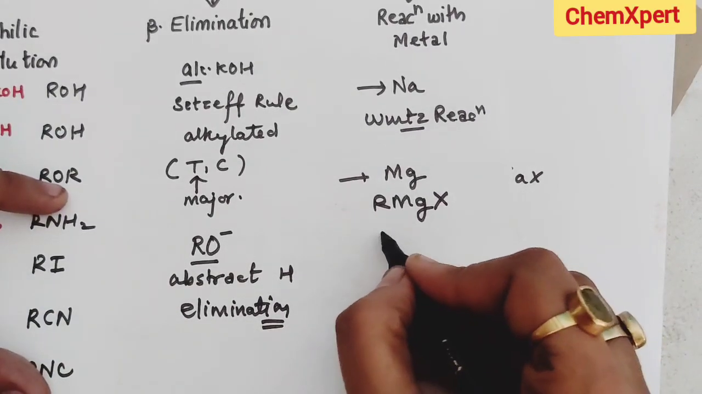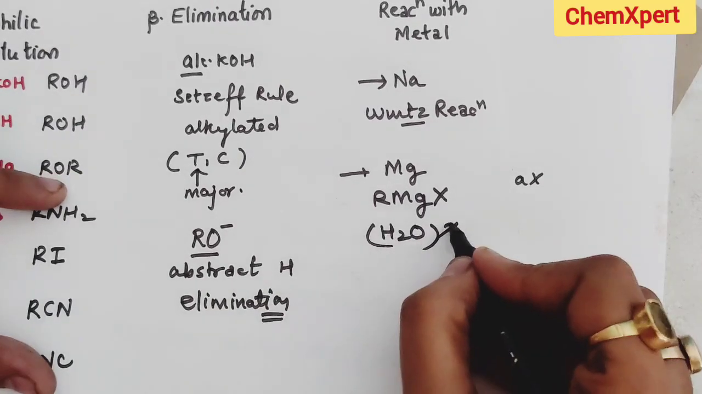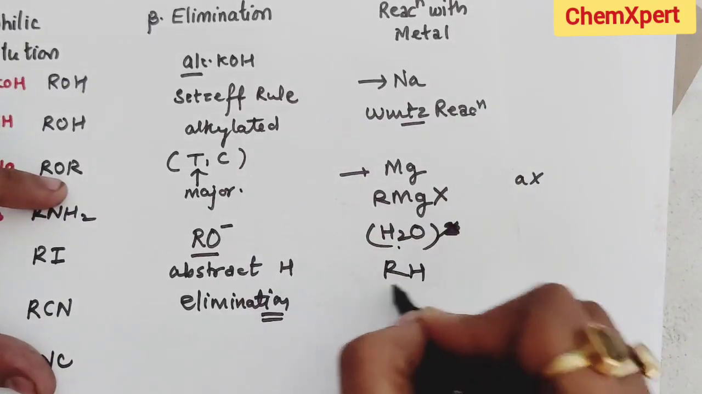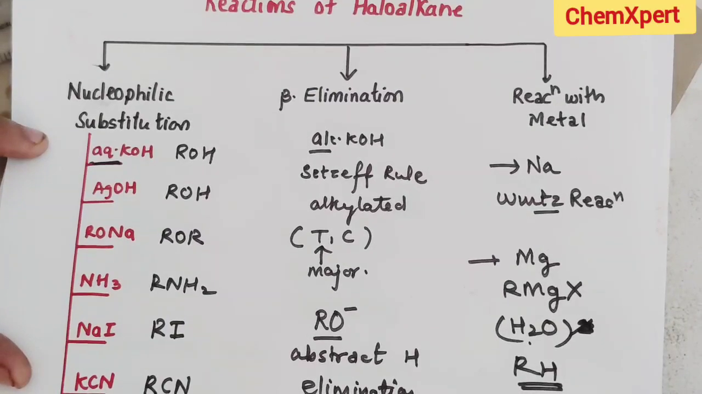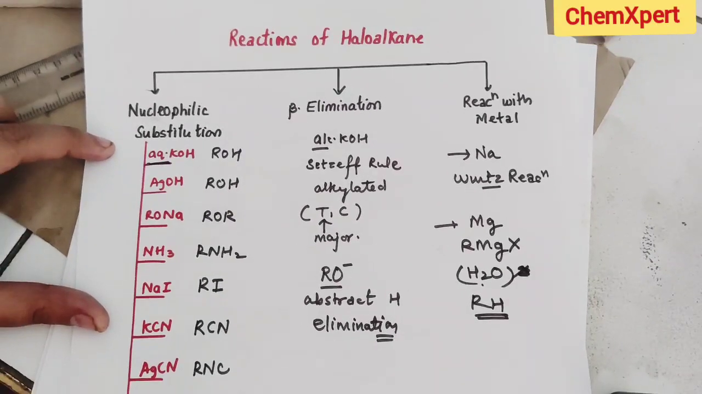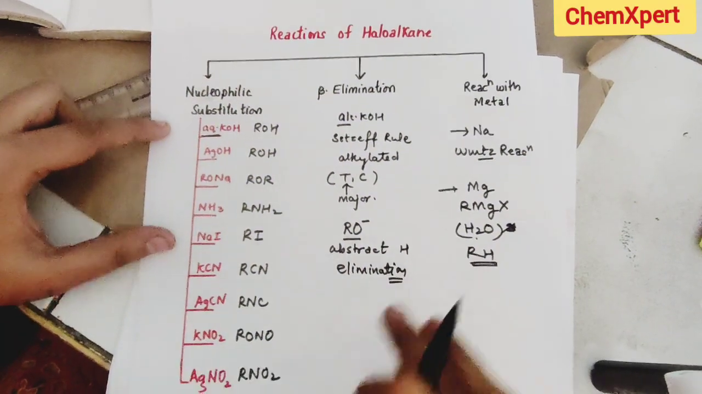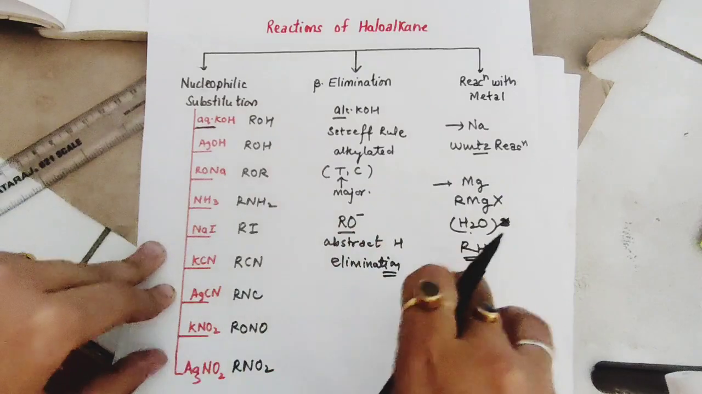Important point, no water or traces of water should be present, because if water is present, it forms alkane and we are not able to prepare the Grignard reagent. So this is the complete flowchart for the reactions of haloalkane. Kindly try to learn all these reactions, prepare such a flowchart, and you will be able to easily retain all the reactions.